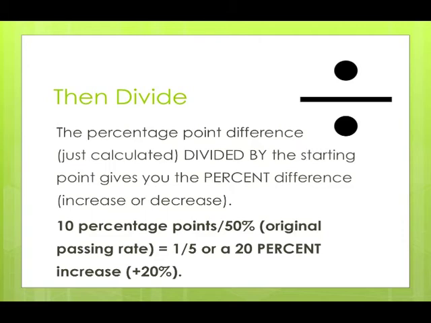Now, to calculate the percent difference, and this could be an increase or a decrease, but in our example this is an increase, we're going to take the 10 percentage points and divide that by the starting point. Remember, in 2011, we started with 50%, which was the original passing rate in this example. So we're going to take 10 and divide it by 50, which gives you the fraction 1/5 or 20% increase. If you did the math further and divided 5 into 1, you would get 0.20, which would be 20%.